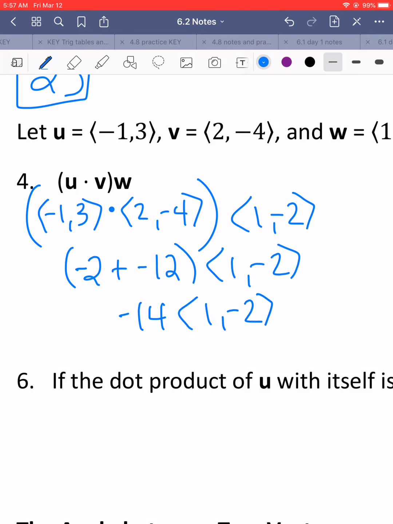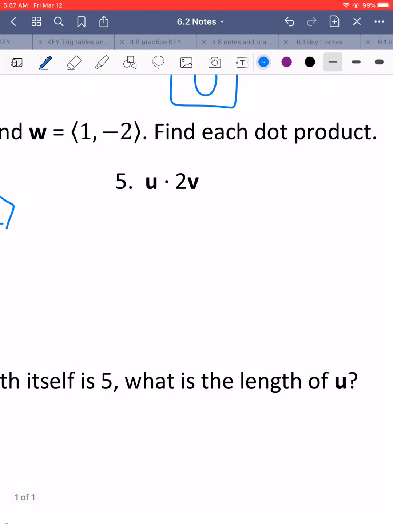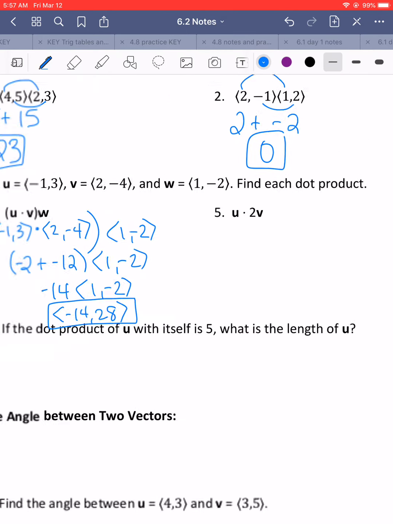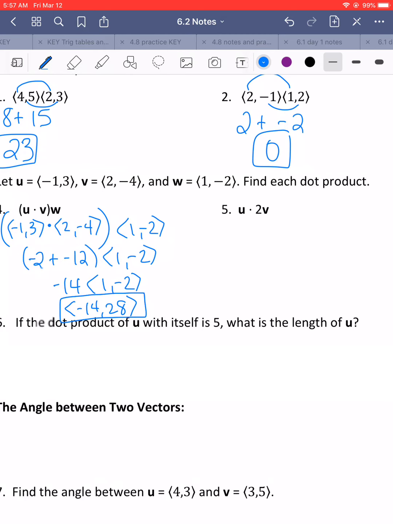So now I have a scalar times this vector, so I am just distributing that -14. So I have -14, 28. I did end up with a vector as my answer because a vector times a vector gave me a scalar. A scalar times a vector, like we saw in the first stage, is still just a vector. On 5, go ahead and try this.